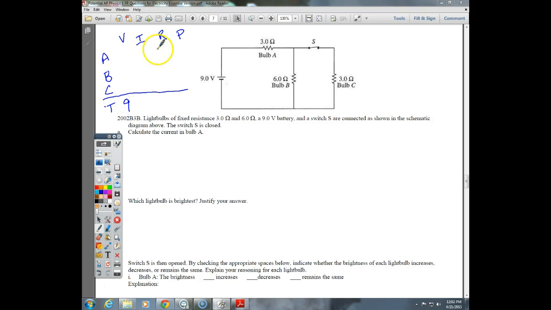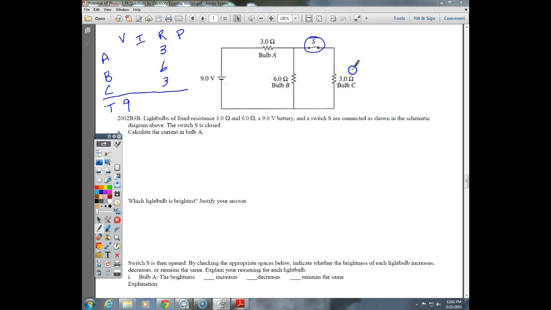Our resistance in bulb A is 3. Our resistance in bulb B is 6. And our resistance in bulb C is 3. It does say that this switch is closed. Remember, a switch opens and closes a circuit. A closed circuit allows electricity to go through. An open circuit does not. And so it's kind of like a bridge allowing cars to go along the line.